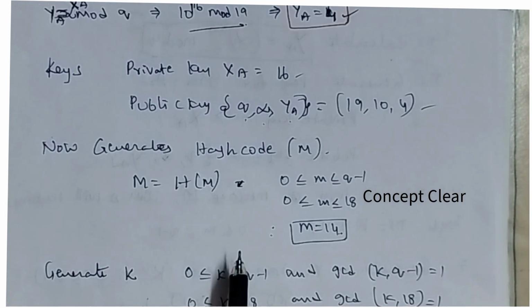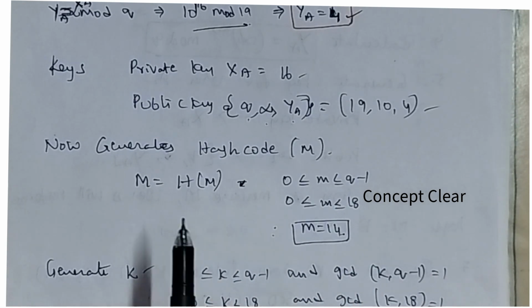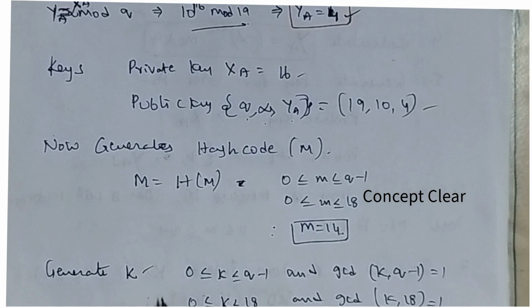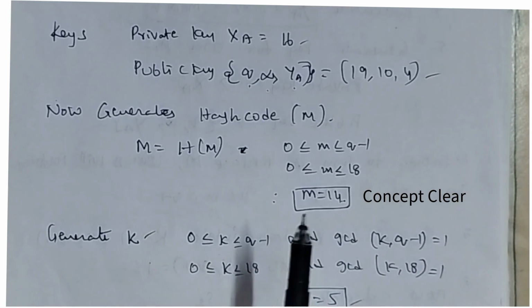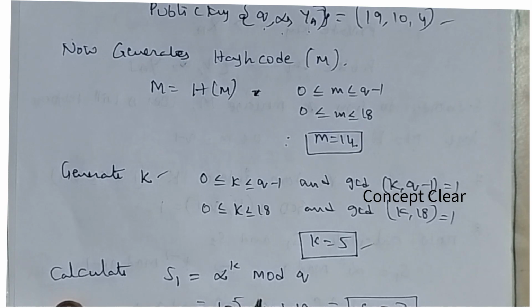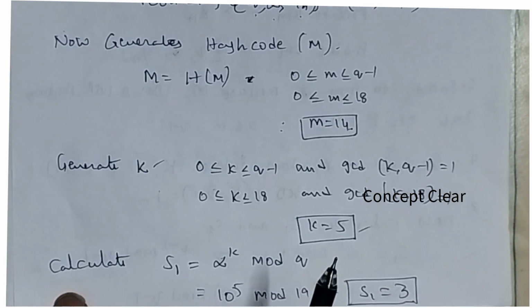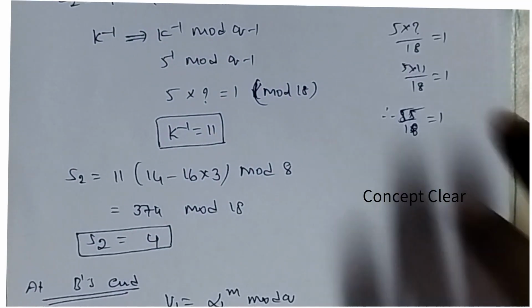Okay, next we have to generate an integer value k. How to calculate this? Again we have the conditions, and I have to implement this. So we are getting k equals 5. Next we have to calculate the s1 value. The formula is alpha power k mod q, so 10 power 5 mod 19. If we calculate this, we are getting s1 equals 3. That is the first one, s1.